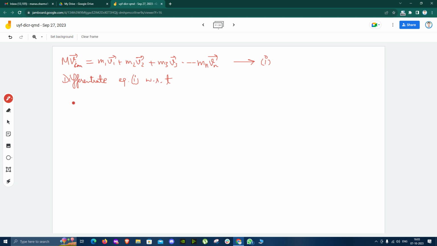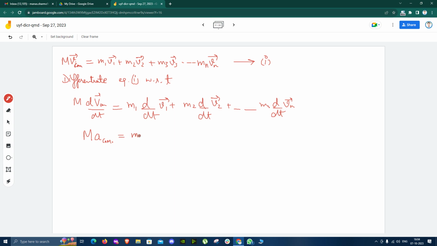Now we will see that it will be M dVCM. I will write capital V for the velocity of the center of mass, by dt will be equal to M1 d over dt V1 plus M2 d by dt V2 plus so on Mn d over dt Vn. Now we already know what is dV over dt. Yes, it is acceleration. So M, acceleration of the center of mass, will be equal to M1 a1 plus M2 a2 plus so on Mn an.